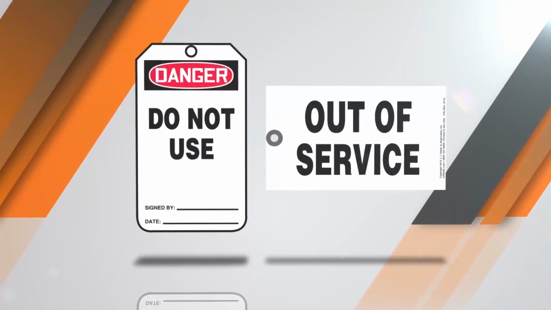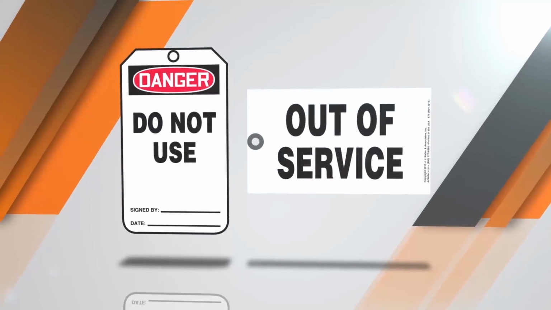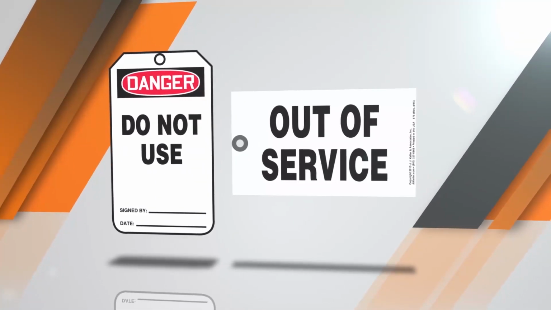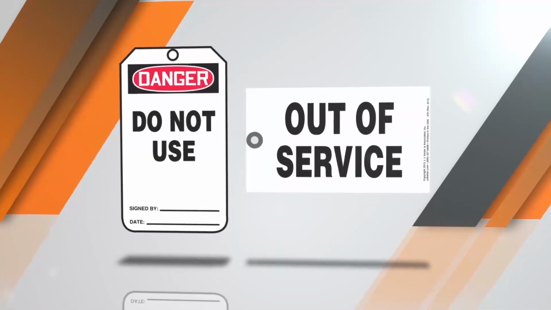In addition, you may see accident prevention tags, which are used as a temporary means of warning workers of an existing hazard, like defective tools or equipment. In order for safety signs and tags to be effective, you have to not only know what they mean, you have to do what they say. Remember, these signs are there for your safety.